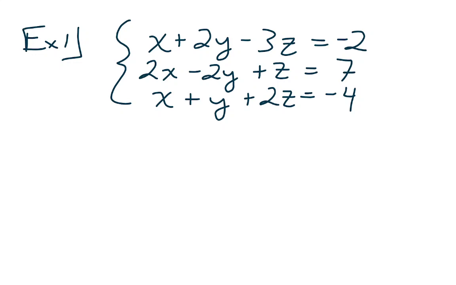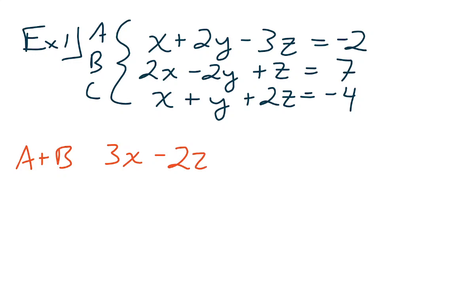So let's first of all label these equations A, B, C. And I want you to notice something about equations A and B. Yep, you got it. They have opposites. Since they already have opposites, just the way that they are, I'm going to add those two equations together right now. Let's organize that a little bit. We're going to do A plus B. That's going to give us a 3x. The y's cancel. The z's become a minus 2z. And of course, the numbers add to 5.